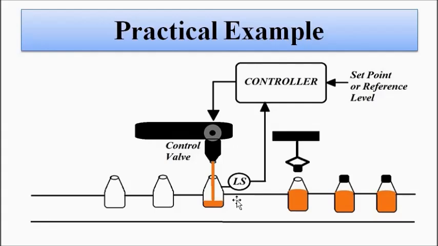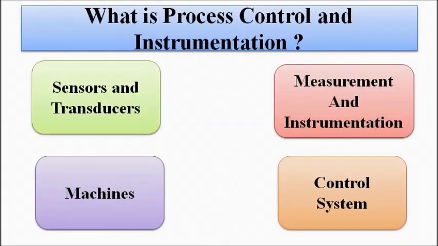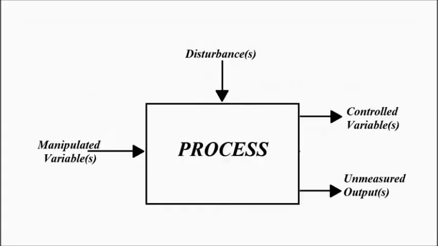The level sensor detects the level of juice in the bottle, continuously measures it, and sends the signal to the controller. As the juice reaches the level defined by the set point, the controller issues a signal to the control valve. The control valve closes and the flow of juice to the bottle stops. So that is the basic example of a simple process control loop used in industry. This is all about the basic concepts related to process control and instrumentation. In the upcoming videos we'll discuss some more concepts related to it.